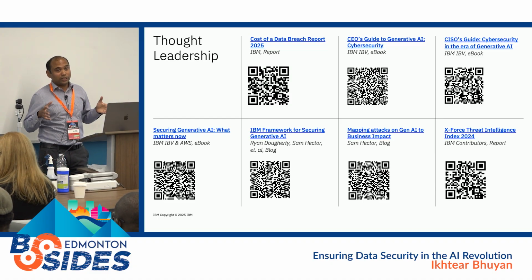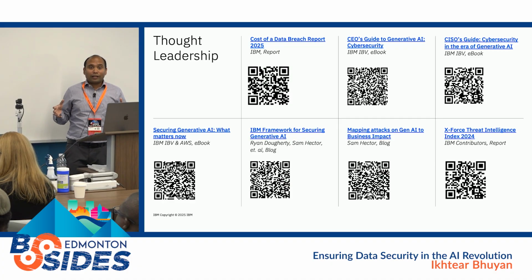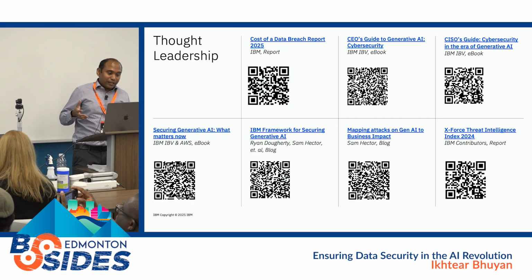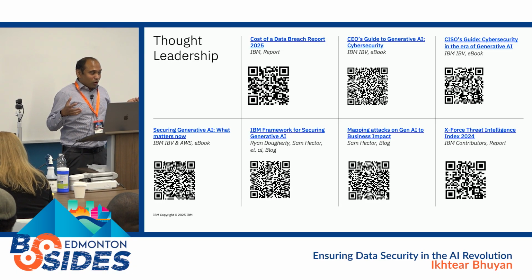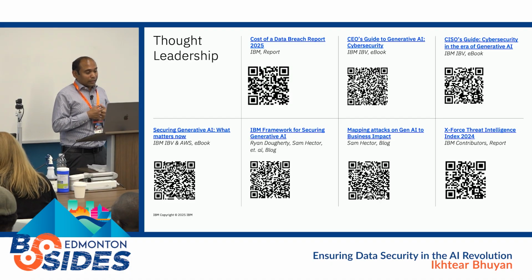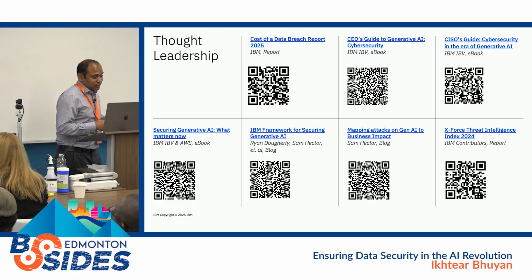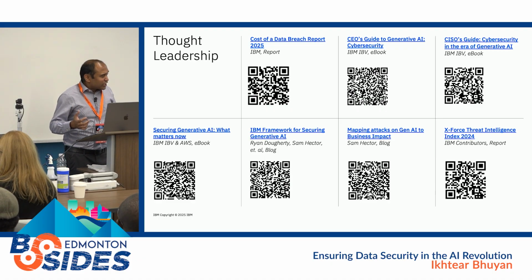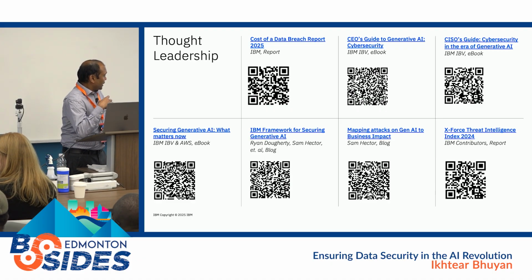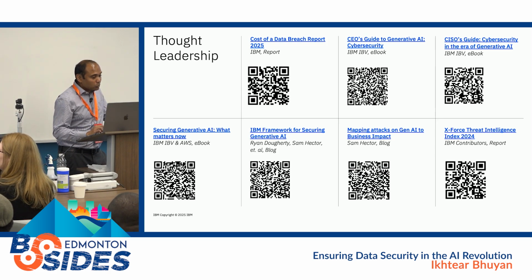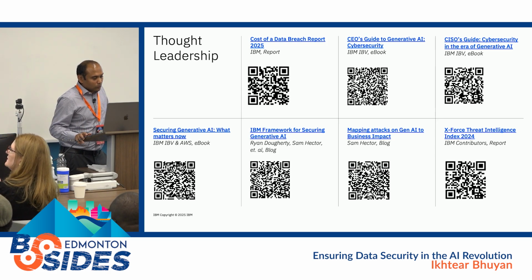So what are the implications if I got breached through a certain AI prompt or certain AI model infection, and what consequences would we need to deal with? So the cost of a data breach is very important. There are also some other threat intelligence reports that you can look at on how to secure your AI and what matters most. You can read about that part too.